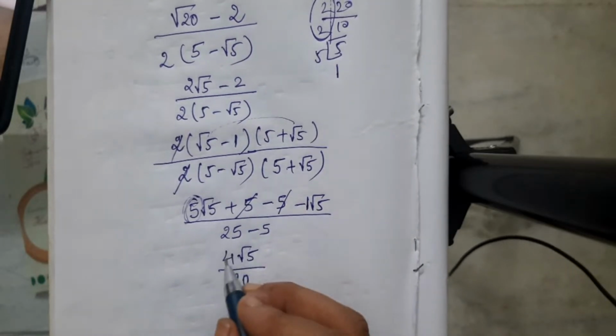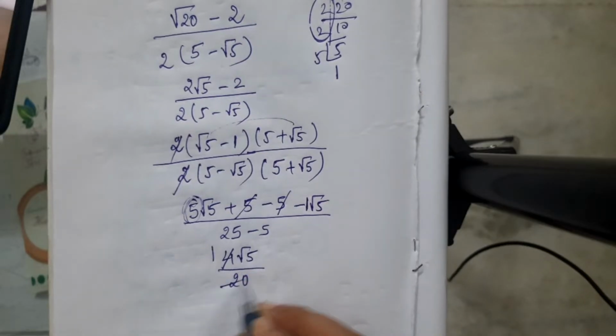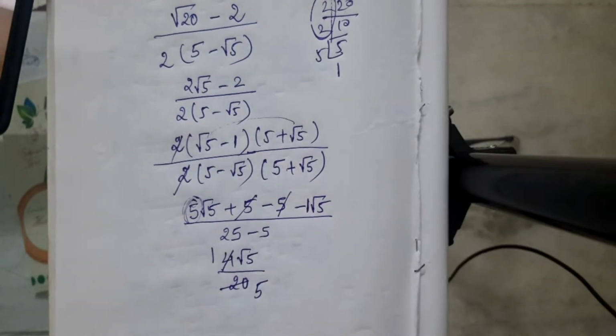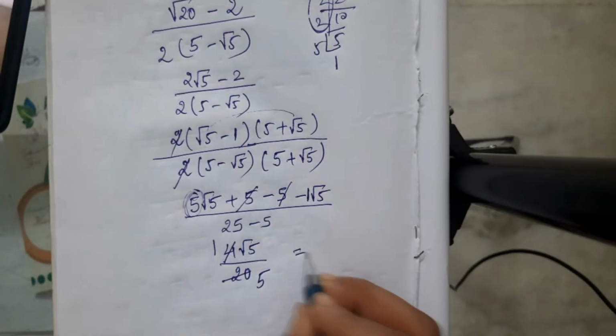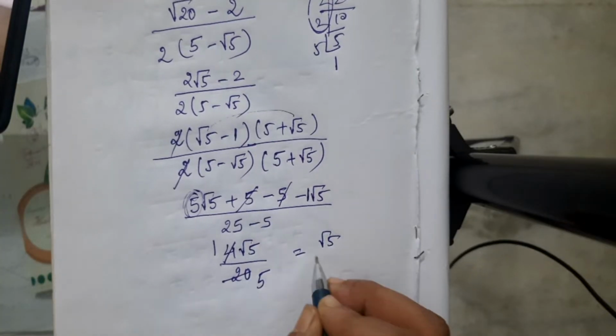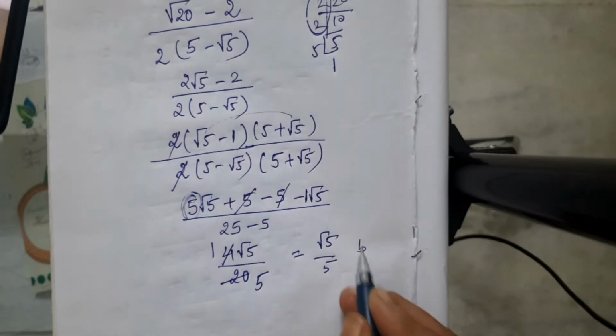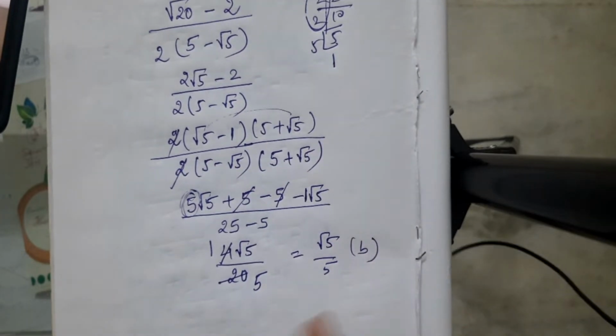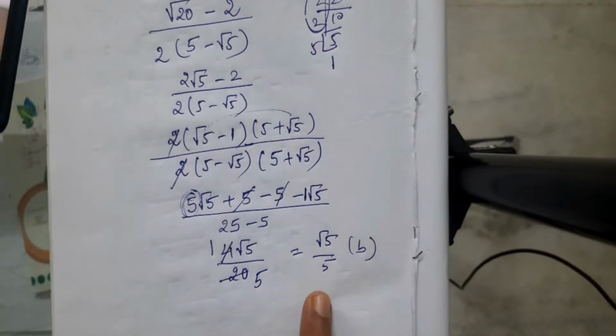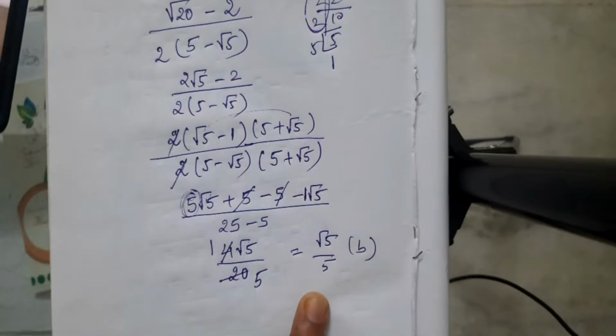Now cancel them. 4 ones are 4, 4 5s are 20. So the final answer is root 5 upon 5. Option B is the correct answer. So this we got root 5 upon 5. Most probably everyone is getting it. So we completed the 5th question.